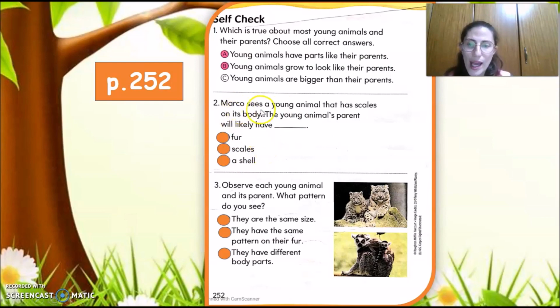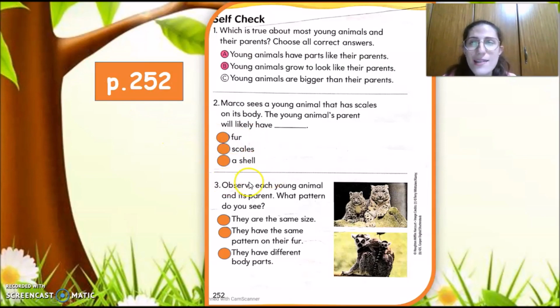Marco, a boy, sees a young animal that has scales on its body. The young animal's parent will likely have A. Fur, B. Scales, C. A shell. Remember, scales is one of the body coverings, and we said that the young animals share the same body covering with their parents, right? So this means that if the young animal has scales on its body, then its parents would likely have scales.